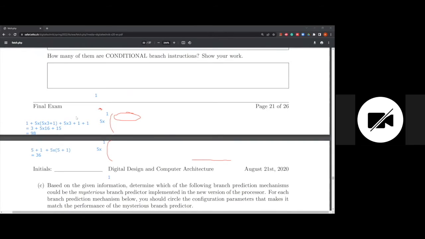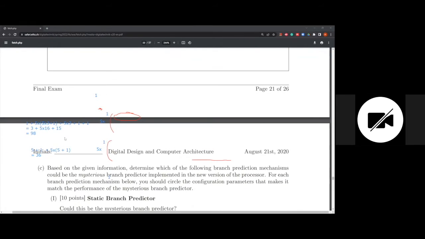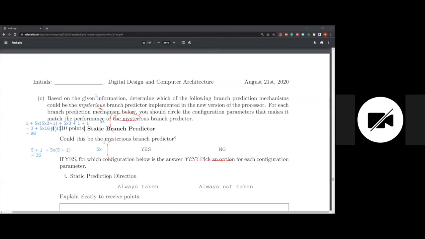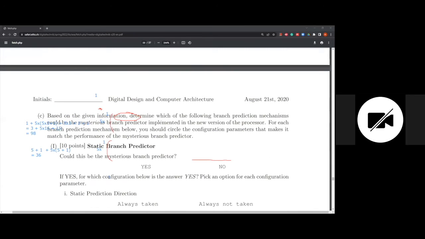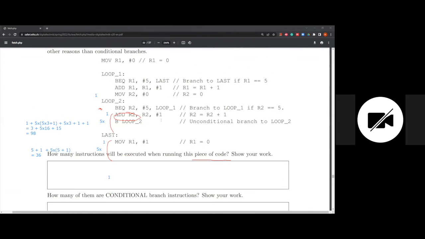Okay, so I won't remove these calculations for now. Let's keep them and quickly read this part C. Based on the given information, determine which of the following branch prediction mechanisms could be the mysterious branch predictor implemented in the new version of the processor. For each branch prediction mechanism below, you should circle the configuration parameters that make it match the performance of the mysterious branch predictor. So we need to understand a bit better what this mysterious branch predictor is doing, right?